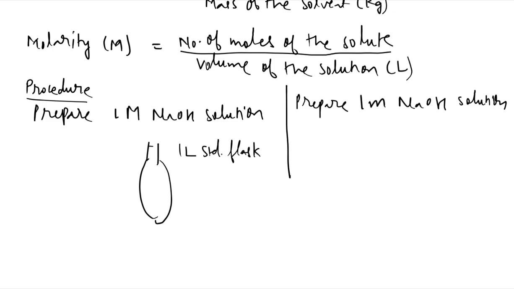You know the basic procedure for how to do that. First we are going to find out how much weight of NaOH is required to prepare the 1 molar solution in 1 liter. We can easily do that. We know that the molar mass of NaOH is 40 grams per mole.